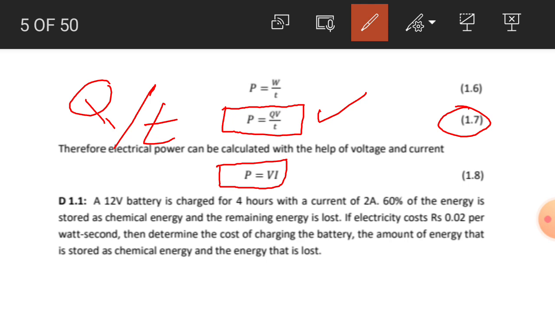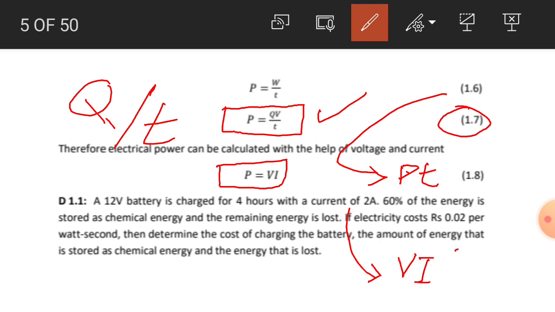And if you look at equation number 1.6, it gives you electrical energy, and electrical energy will be equal to PT, watt seconds. And what is P over here? P is the product of the voltage and current. So we can calculate the electrical energy with the help of this particular equation as well. VIT, the product of the voltage, current and time, will give you electrical energy. This is another equation which is used to find out the electrical energy.